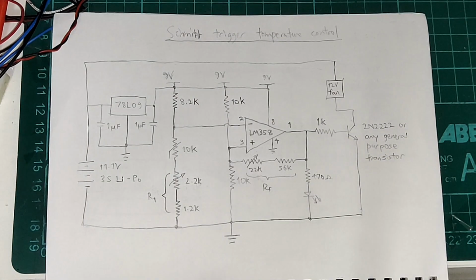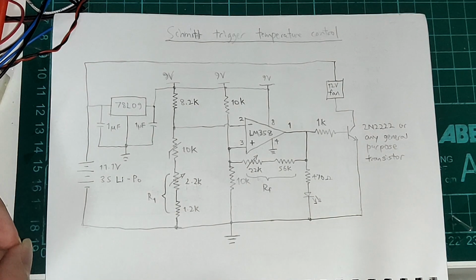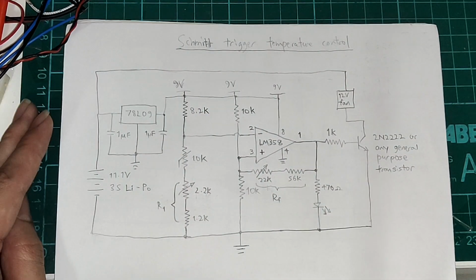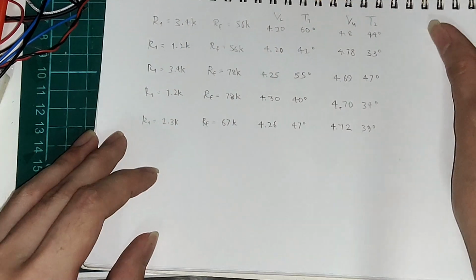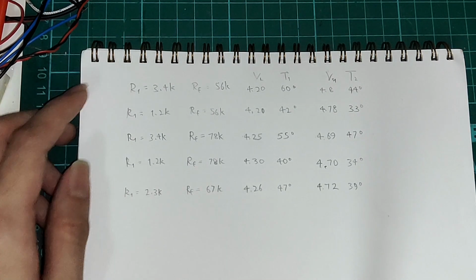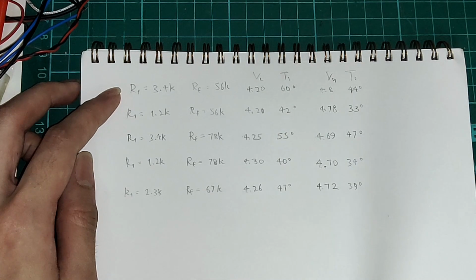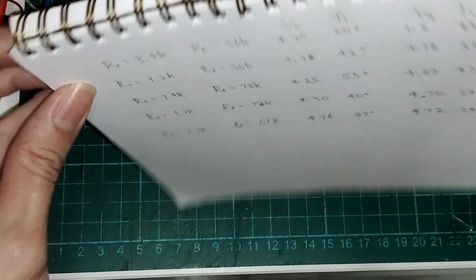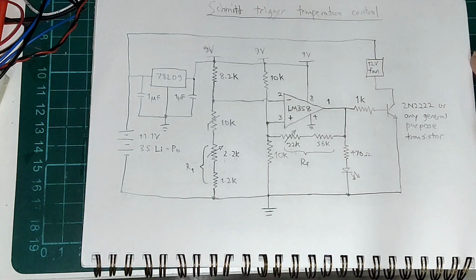So guys, this is the schematic for my Schmitt trigger temperature control circuit. You may pause the video to get a snapshot of my schematic over here. And this is the record of my experiment with different values of resistor R1 and RF, which are denoted over here and there respectively.